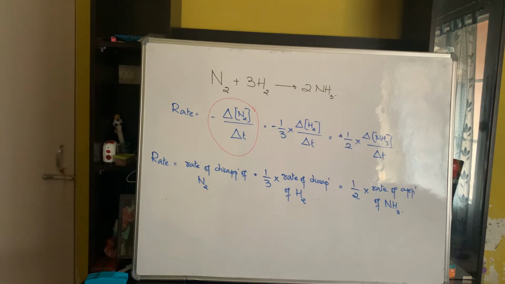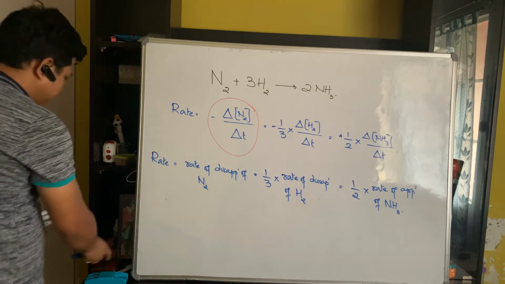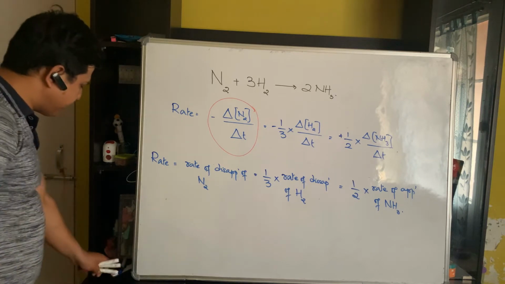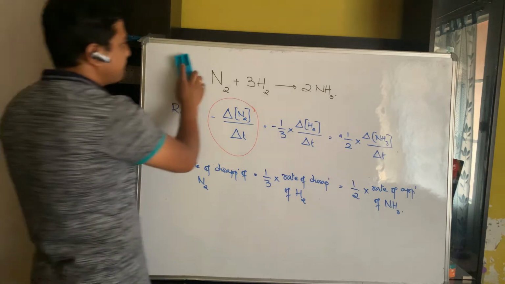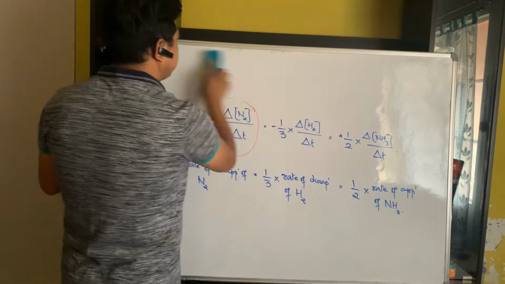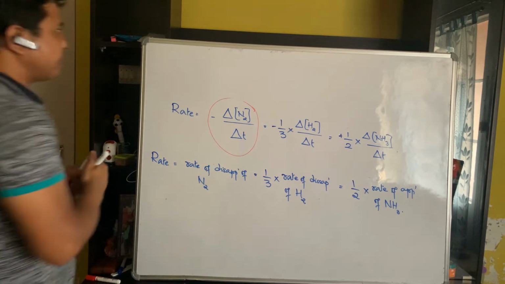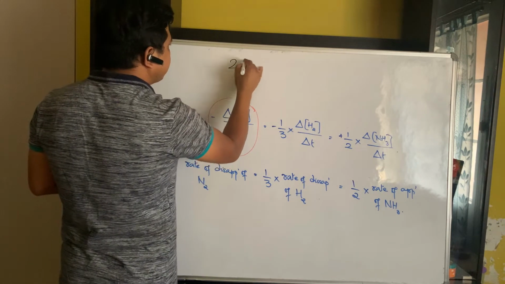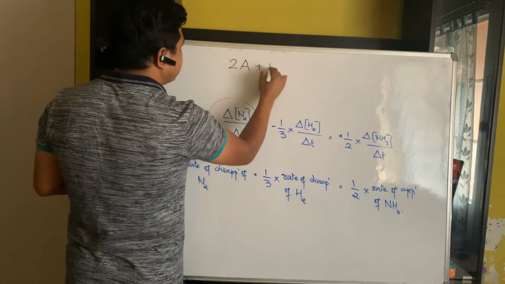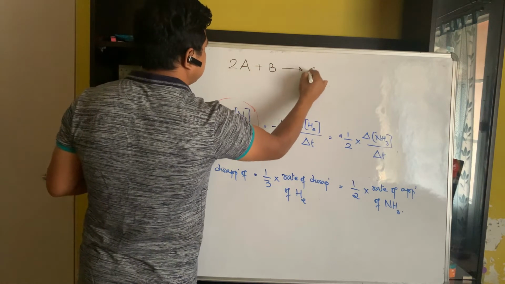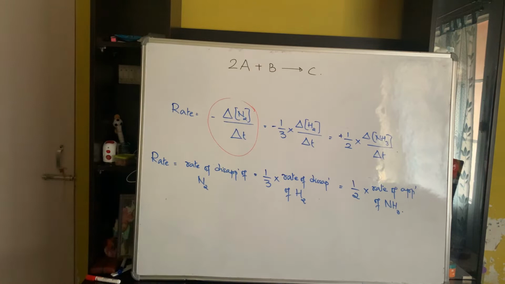So again, in order to clear this concept, we need to do some simple numericals. So let us start with a very simple numerical out here. Again, I'm going to write down one hypothetical reaction: 2A plus B gives us 3C.